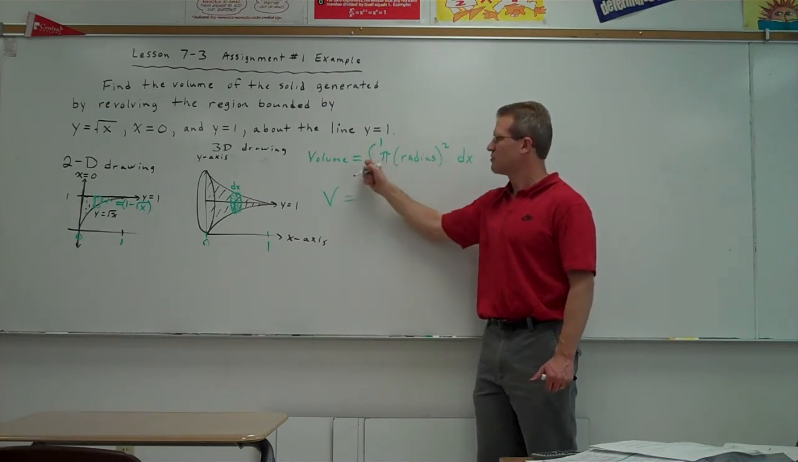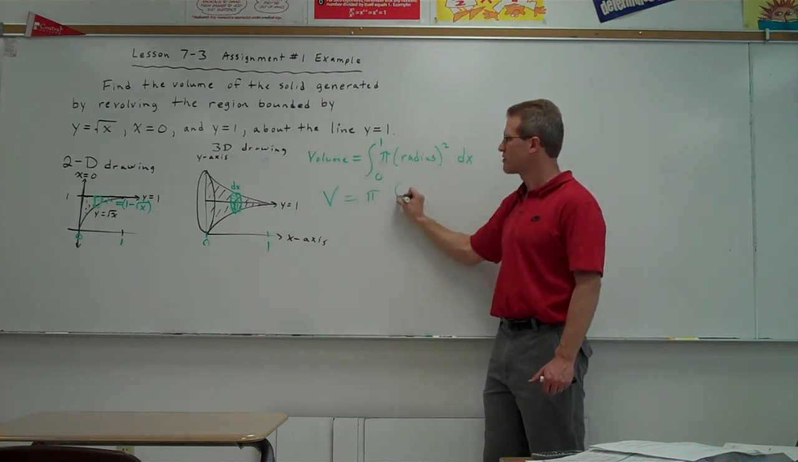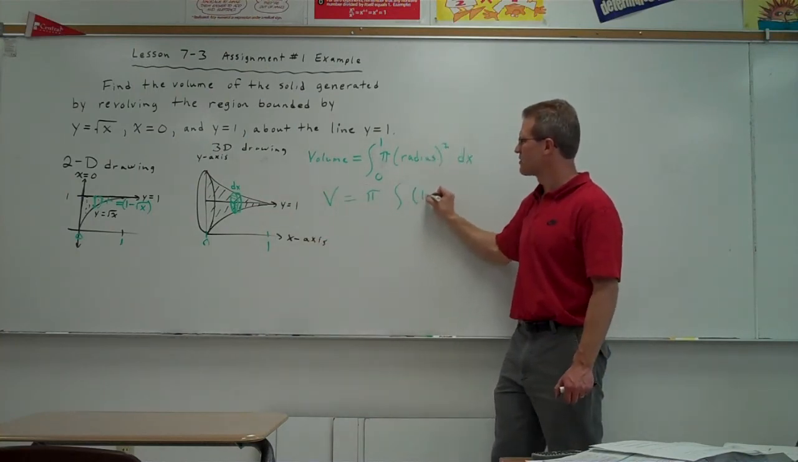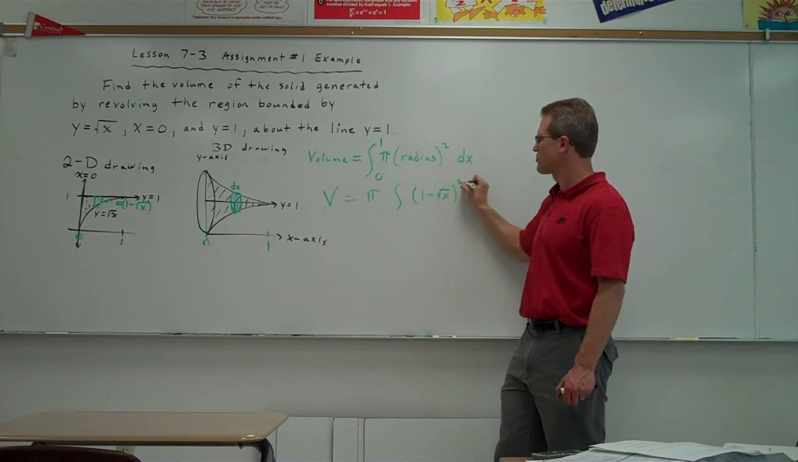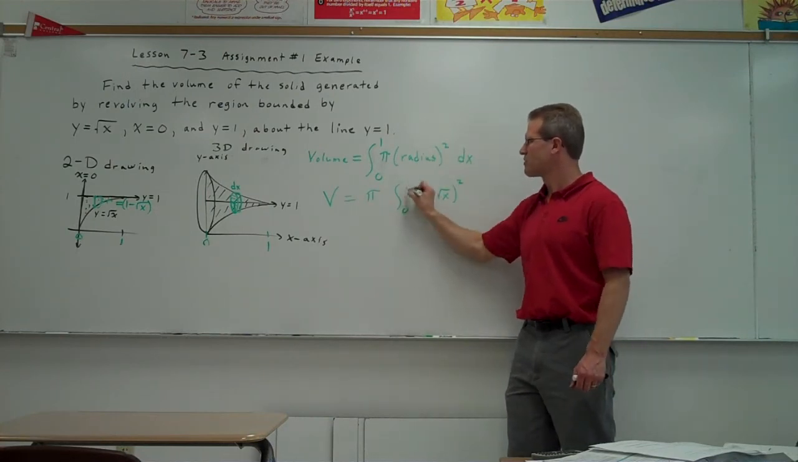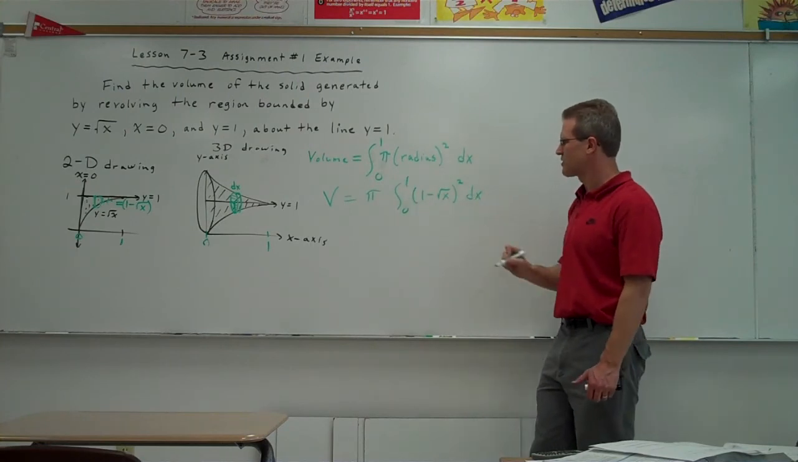And this pi you can also move out front. That's a constant that can be moved out in front of the integral. Our radius, we said, was 1 minus the square root of x, squared. It's radius squared. The pi is out here. We're going from 0 to 1. Don't forget the dx because that's the thickness of your disk.